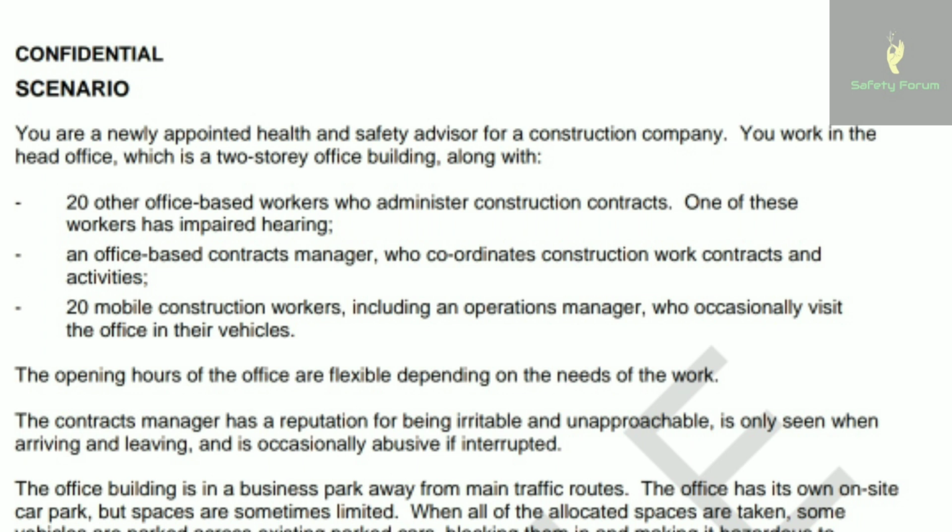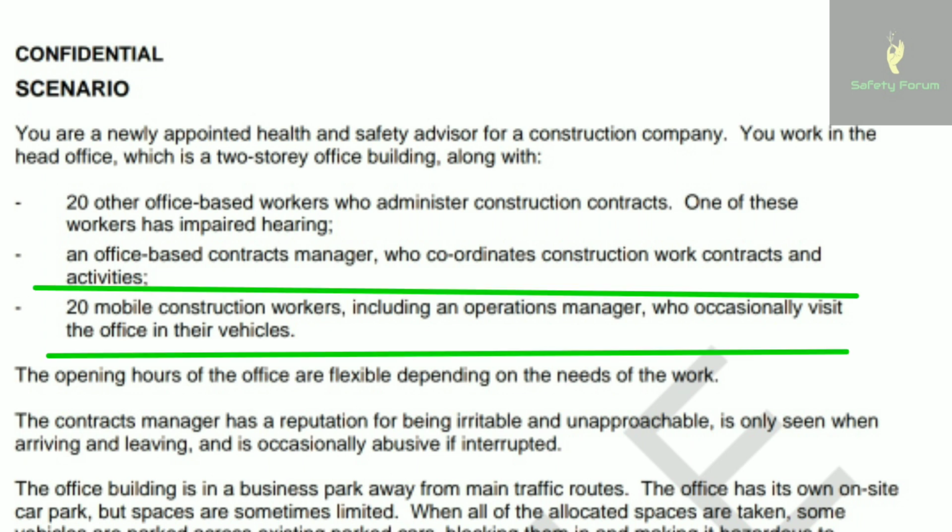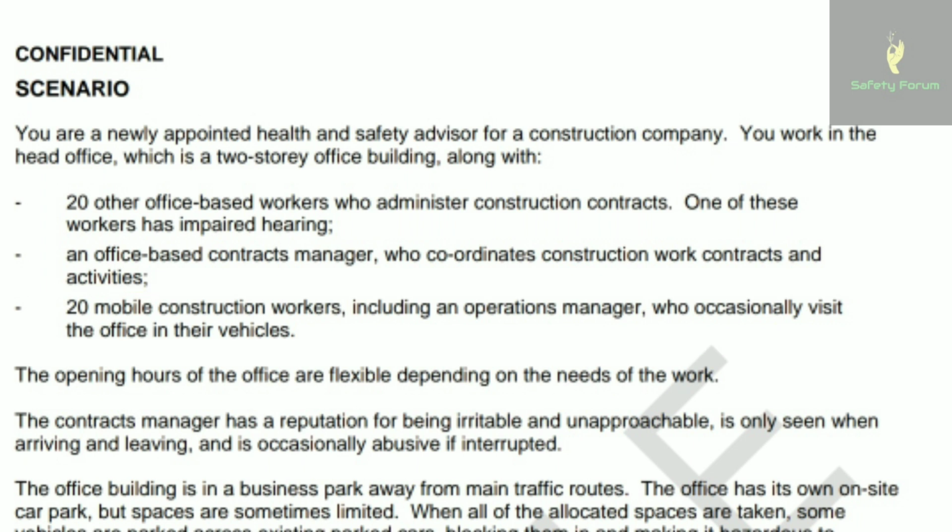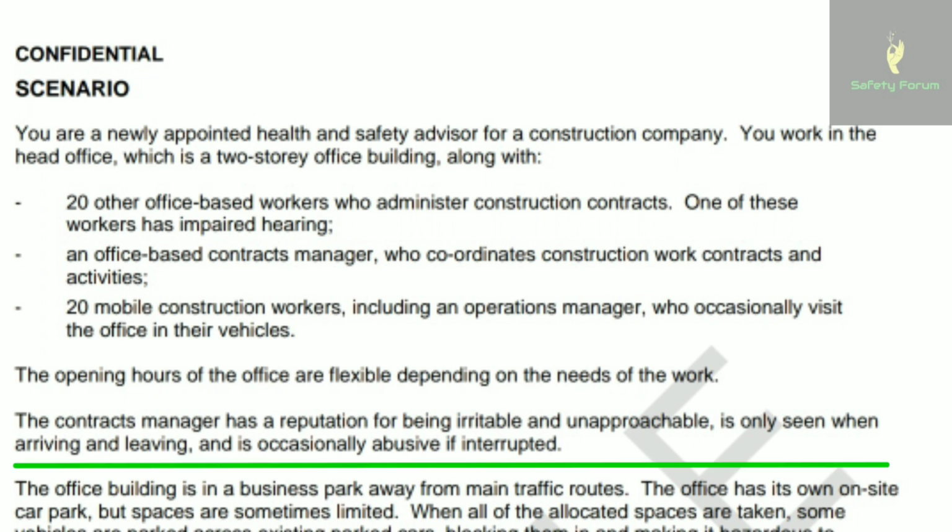Now the second one: an office-based contract manager who coordinates construction work contracts and activities. So there is already a manager assigned from the management side who is taking care of the contracts. Now there are 20 mobile construction workers, including an operations manager, who occasionally visit the office in their vehicles. The opening hours of the office are flexible depending on the needs of the work. Now the next point is very important. You have to note it down.